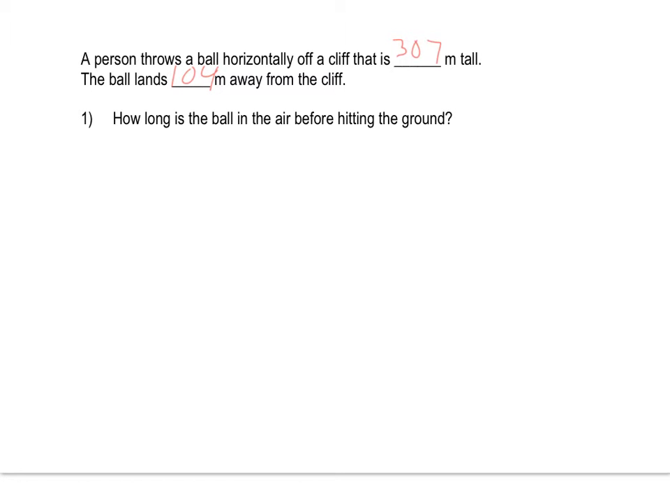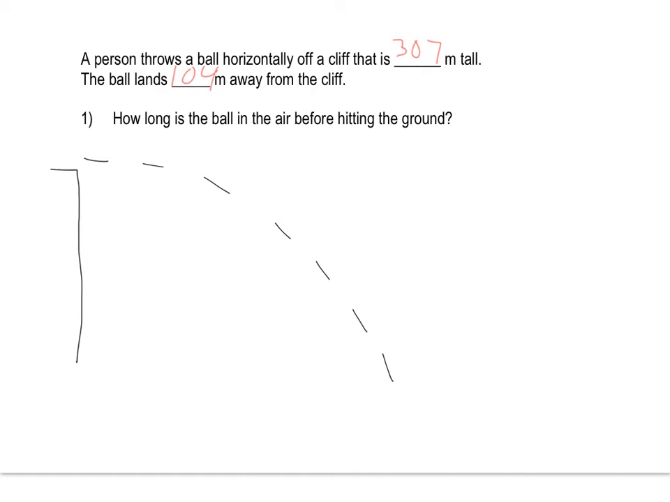Now, you might not be very good at drawing, and honestly, neither am I, but a quick little simple sketch, and honestly, the simpler the sketch, the better, can really make working these problems a lot easier. So I'm going to make a quick sketch. This is going to be my cliff, and my projectile, this ball that gets thrown horizontally, is going to move through the air. It's going to make an arc and land somewhere over here.